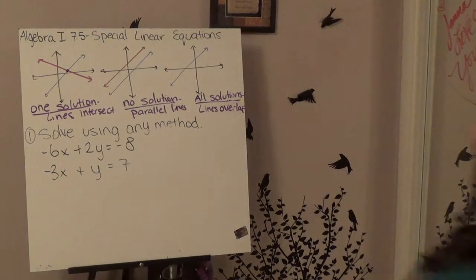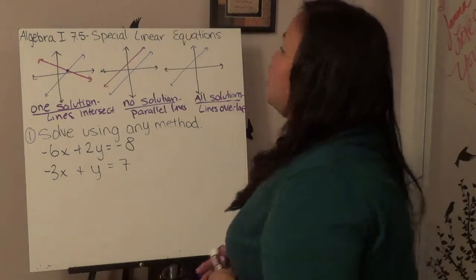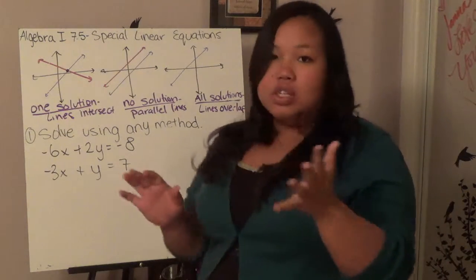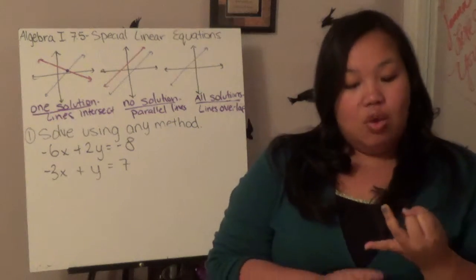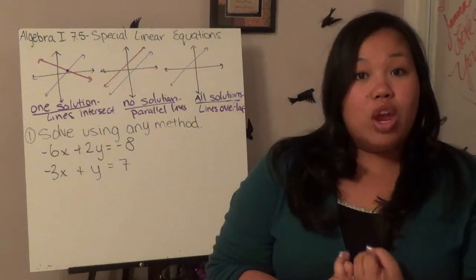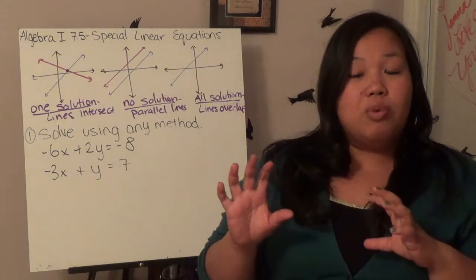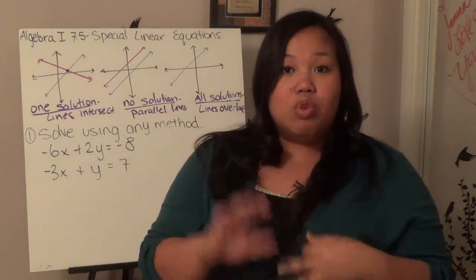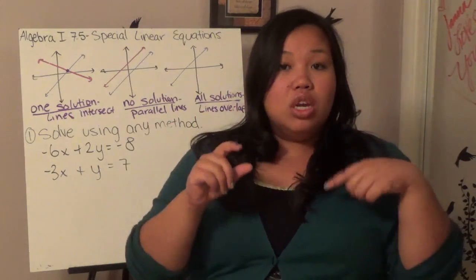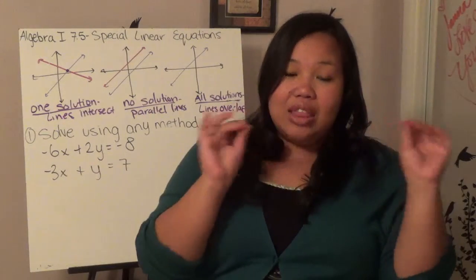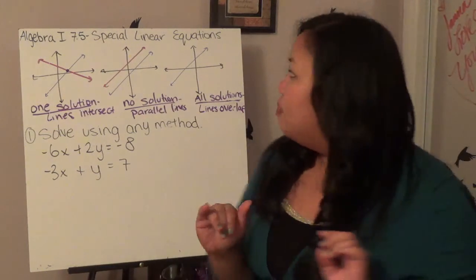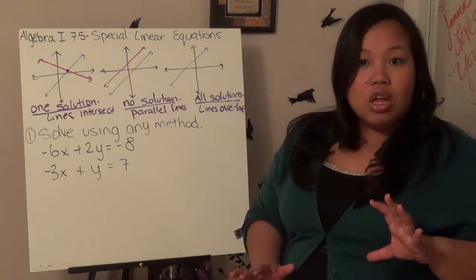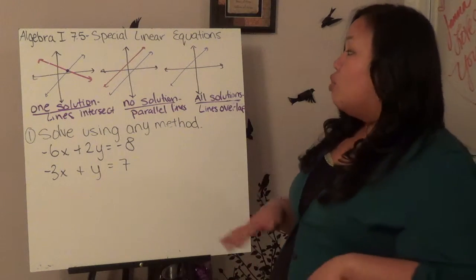In section 7.5 in algebra, you're dealing with special linear equations. So let's go over what we've done so far. We've done graphing, we've done substitution, where you isolate one variable in one equation and then substitute that whole thing into the other, and then elimination, where you get both equations with opposites, add them together and eliminate.